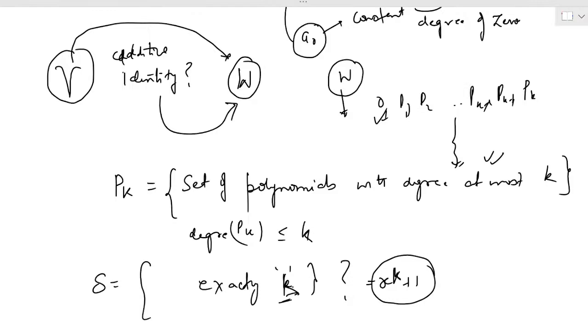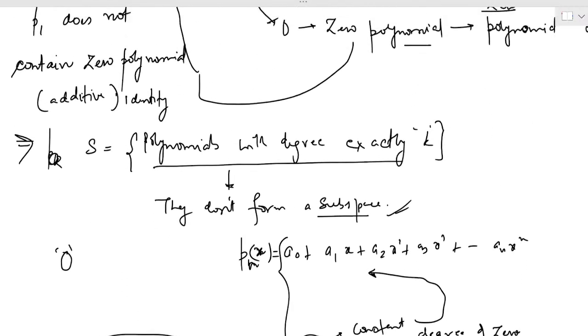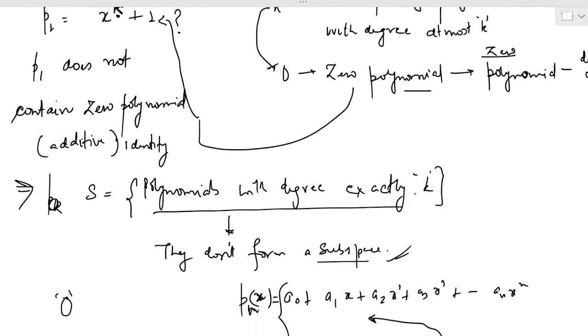Are you getting my point? When I'm writing exactly k, I'm talking about polynomials with degree exactly k. So this set will not form a subspace. Is that clear?